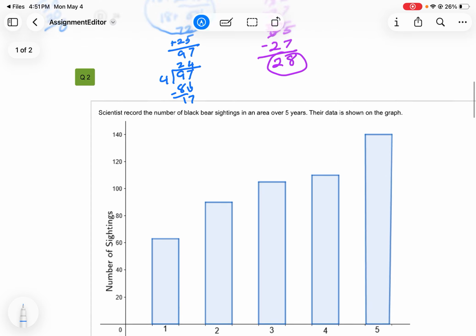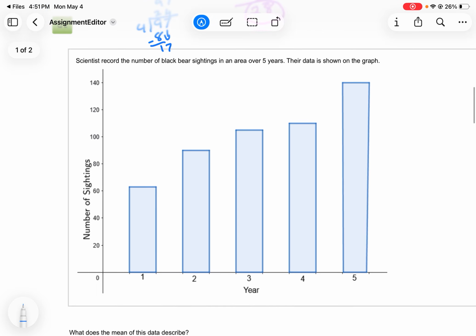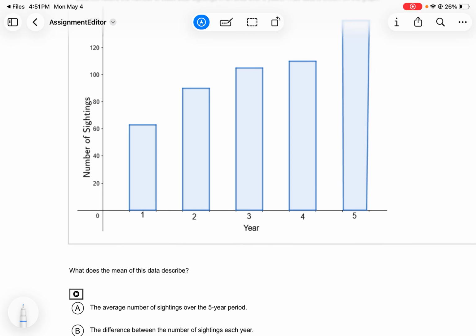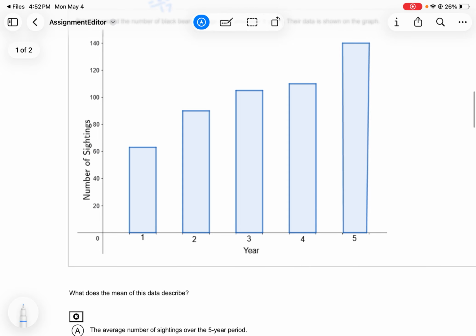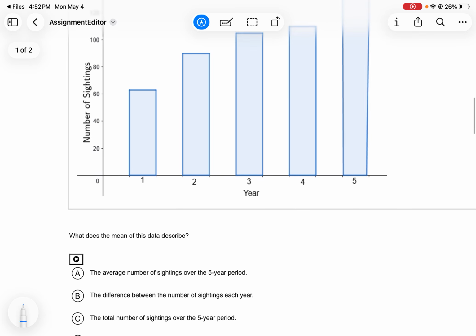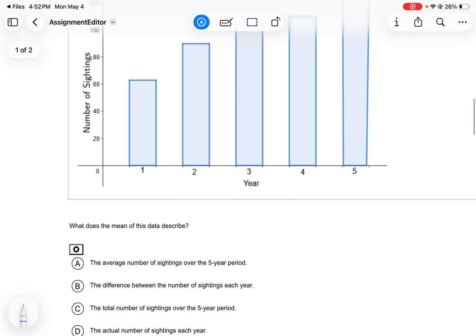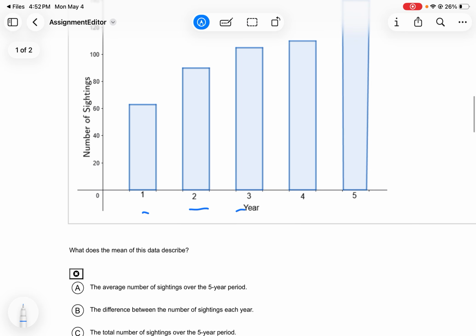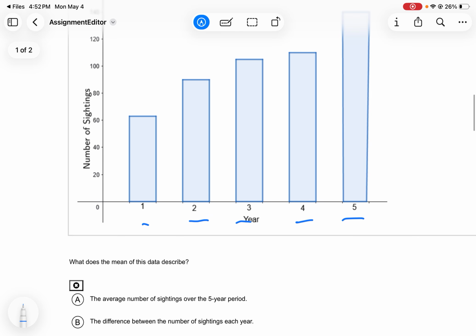All right, so now for this question. Scientists record the number of black bear sightings in an area over 5 years. The data is shown on this graph. So what does the mean of this data describe? So we're not actually asking you to find the mean. It's just asking, what is it asking about? So is it the average number of sightings over a 5-year period? Well, 1, 2, 3, 4, 5 years. Number of sightings over 5 years.